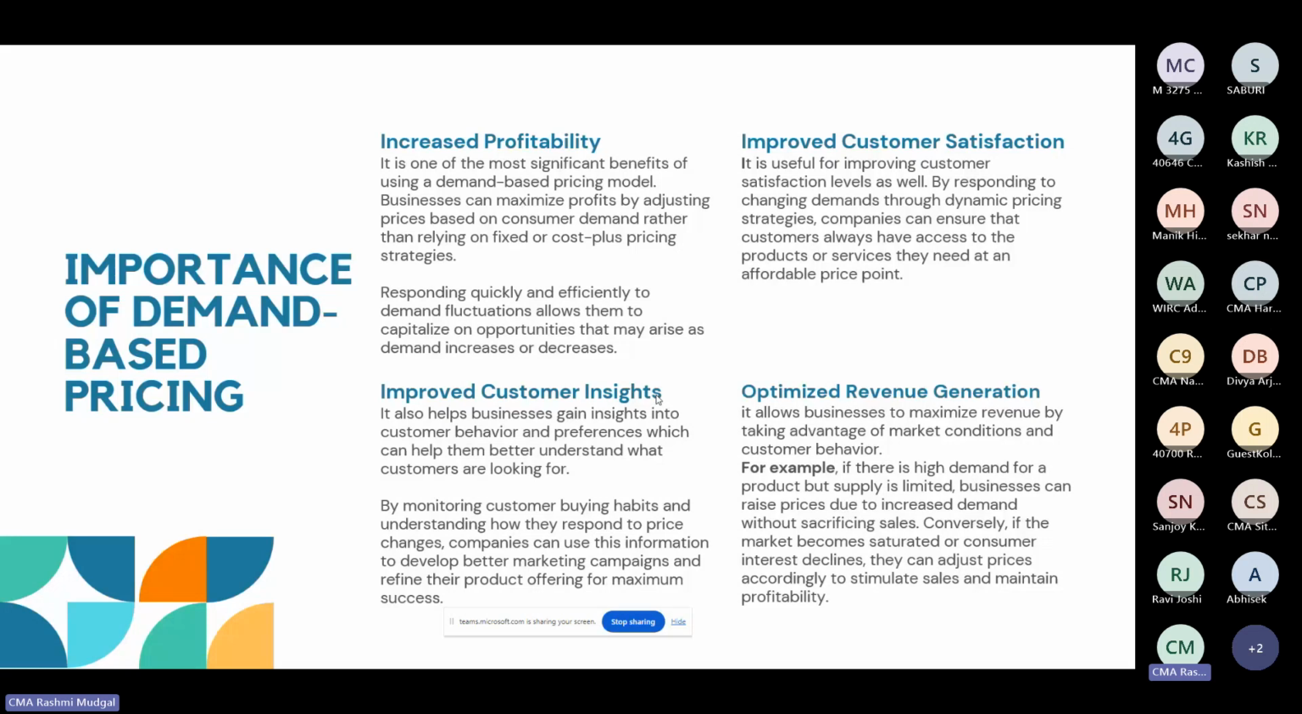Improved customer insight. It also helps businesses gain insight into customer behavior and preferences, which helps them better understand what customers are looking for. By monitoring customer buying habits and understanding how they respond to price changes, companies can use that information to develop better marketing campaigns and refine their product offerings for maximum success.